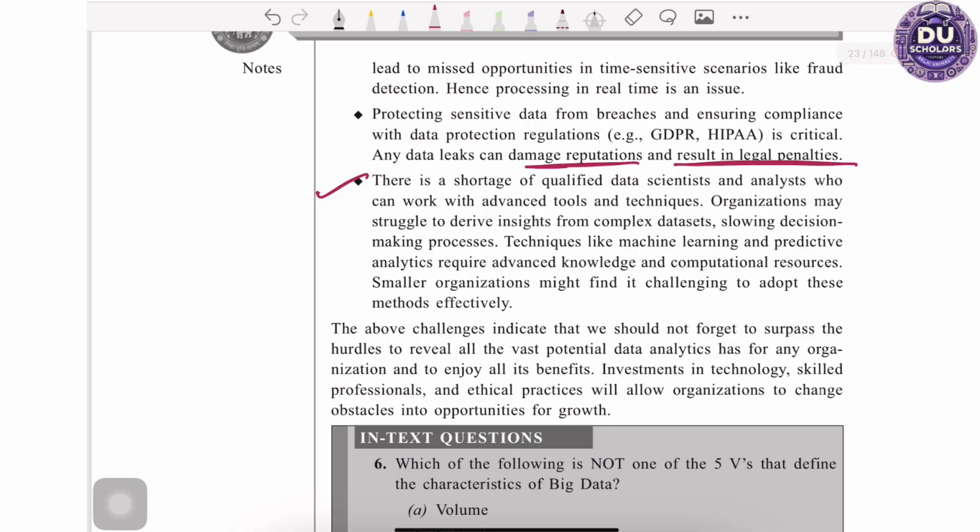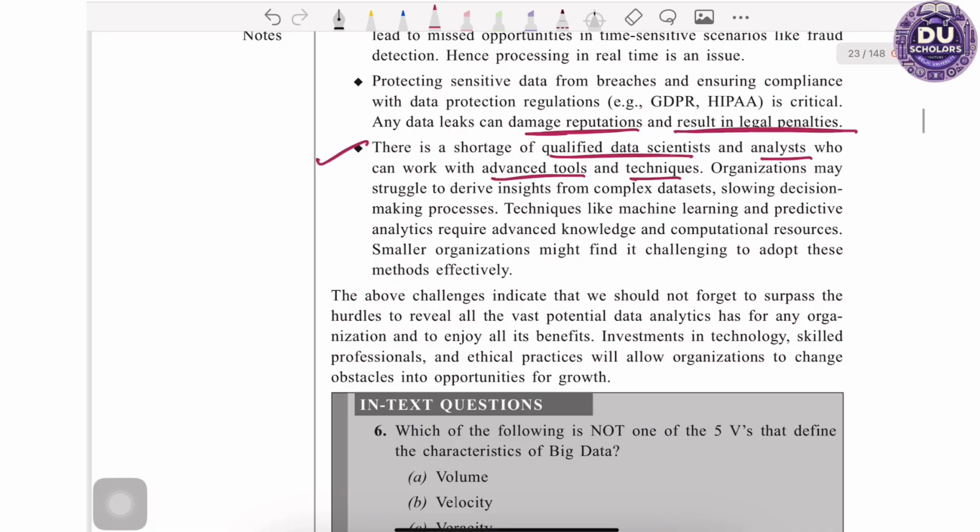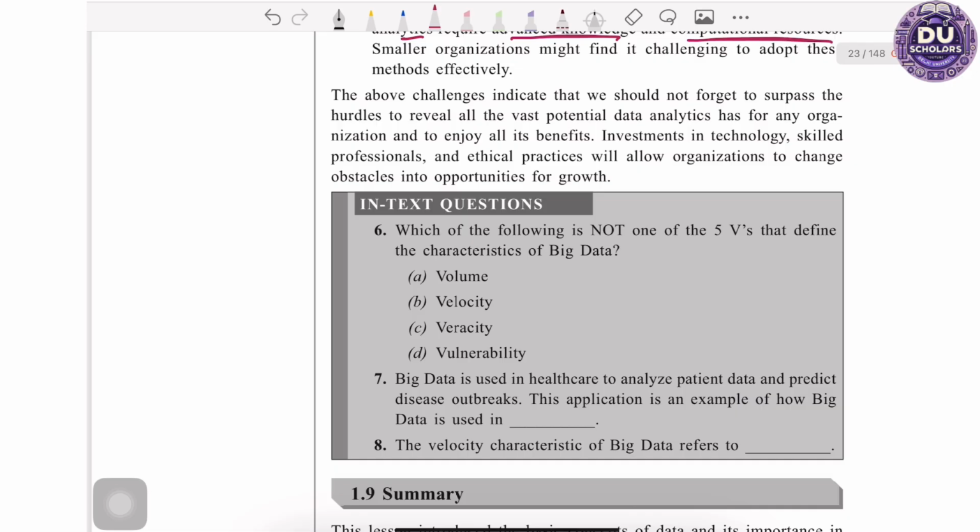There is also a shortage of qualified data scientists and analysts who can work with advanced tools and techniques. Organizations may struggle to derive insights from such complex datasets, slowing decision-making processes. Techniques like machine learning and predictive analytics require advanced knowledge and computational resources. Smaller organizations might find it challenging to adopt these methods effectively, right? So the above challenges indicate that we should not forget to surpass the hurdles to reveal the vast potential data analytics has for our organization and enjoy all its benefits. Investment in technology, skilled professionals, and ethical practices will allow organizations to turn obstacles into opportunities for growth, right?